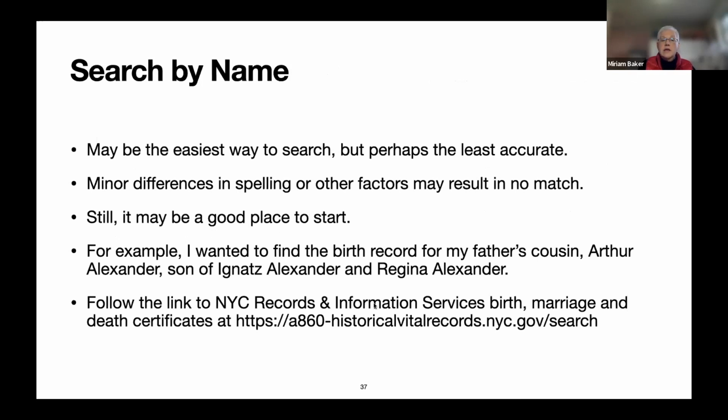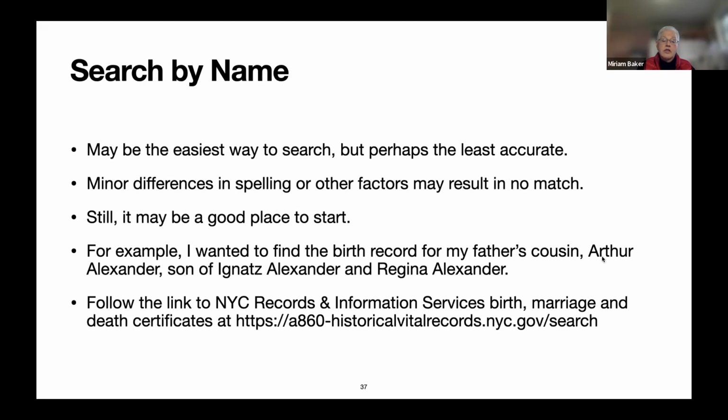So again, there are two ways of searching these records. The one that I find the easiest, and I'll give you an example in a minute, is searching by name. However, the search functionality of this website only does an exact match. So if you put Bob instead of Robert, it's not going to find it. Still, it's a good place to start.